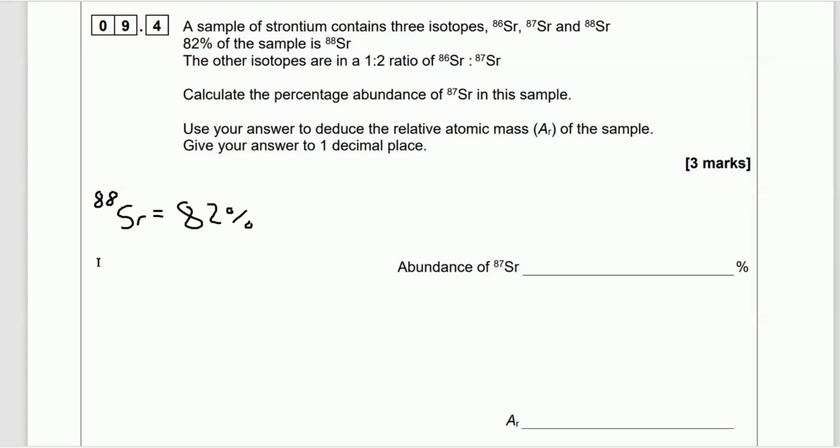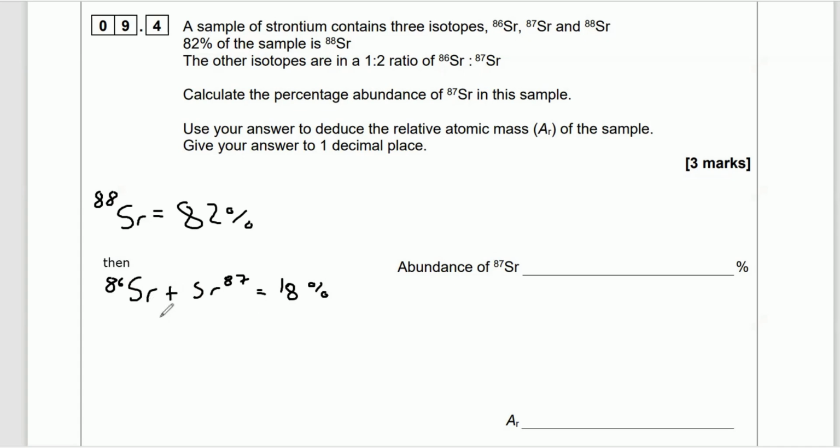strontium-88 has 82%, but we've also got strontium-87 and 86. So we know if strontium-88 is 82%, then 87 and 86 must be equal to 100 minus 82. Basically, they've got to make up the other 18%, right? If we add strontium-86 and 87 together, they've got to equal 18%. But we know they're in a 1:2 ratio.